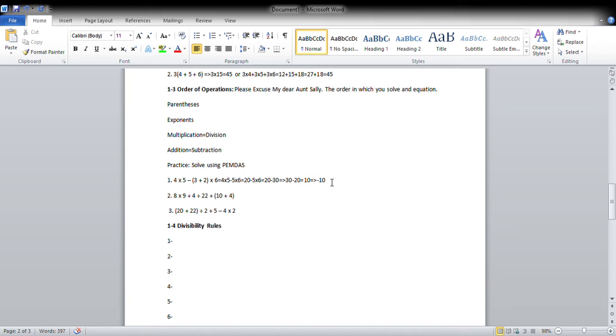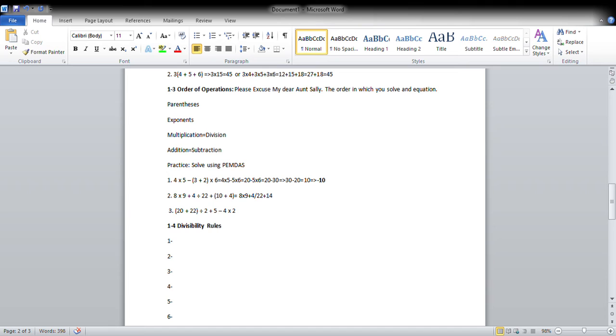Okay, so the answer to this one is negative 10. Next one, let's see. Is there any parentheses? Yes, I see one right over there. So we can leave this the same. 8 times 9 plus 4 divided by 22. And then we can do plus 14.